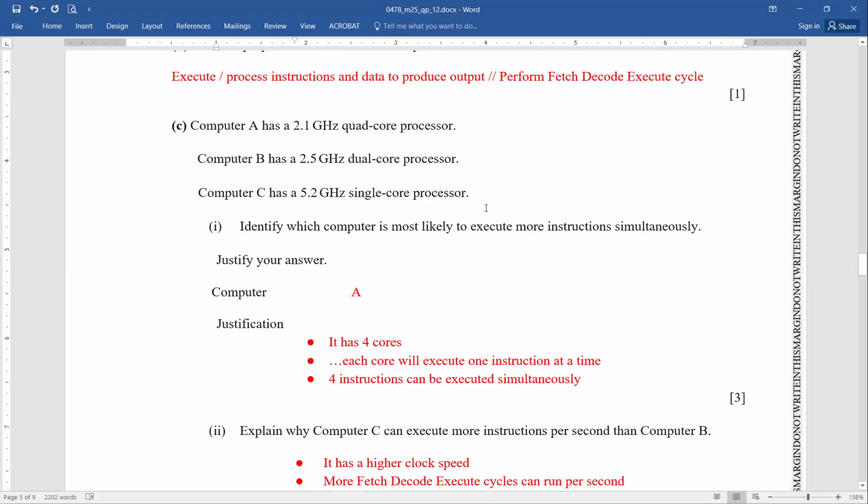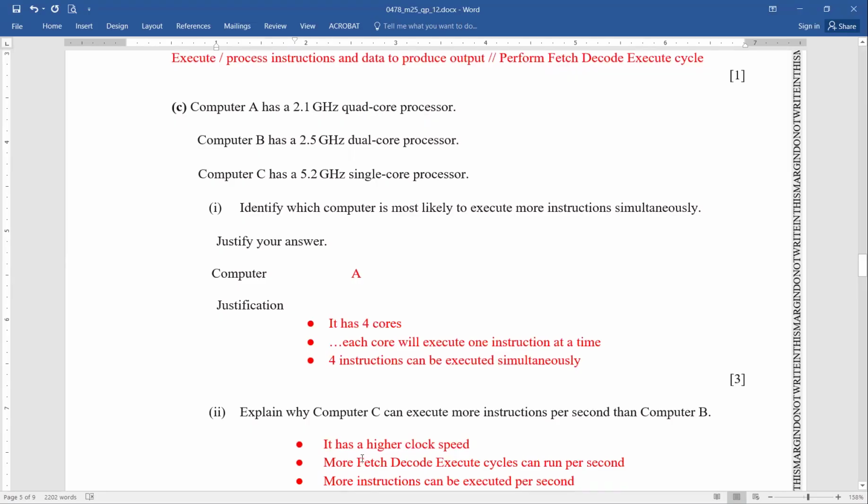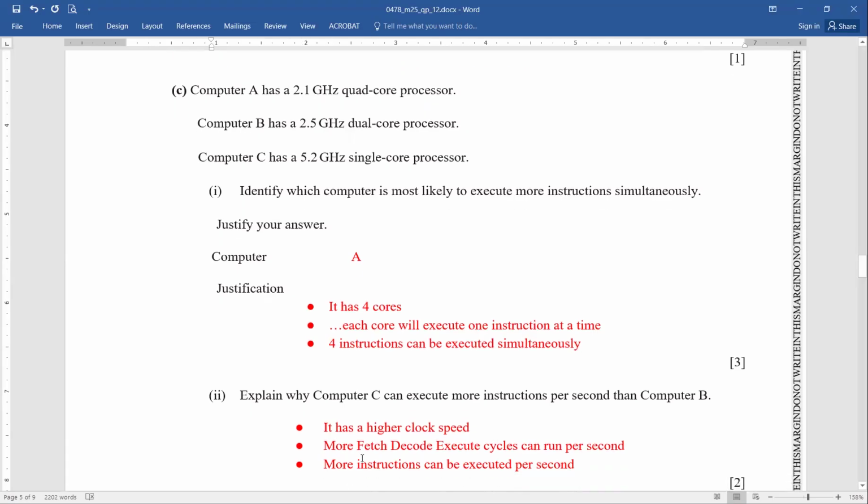Now, as you can see, computer C has a 5.2 gigahertz processor, while computer B has a 2.5 gigahertz processor. This gigahertz is denoting the processing capacity, the processing of instructions. It has a higher clock speed, so more fetch, decode, execute cycles are going to be processed in 1 second, and more instructions can be executed per second.